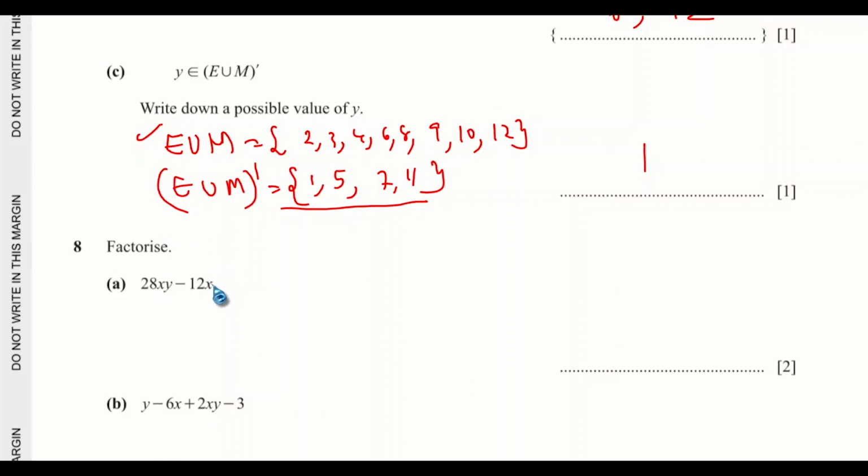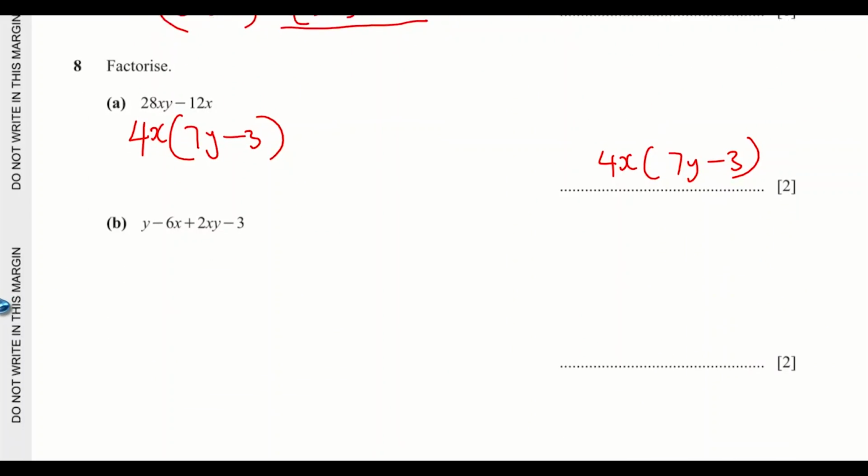Question 8. Factorize 28xy minus 12x. Here we can factor out 4x. If you factor out 4x, you have 4x into 7y minus 3. So this will be our final answer: 4x(7y minus 3). Let's go to part B.